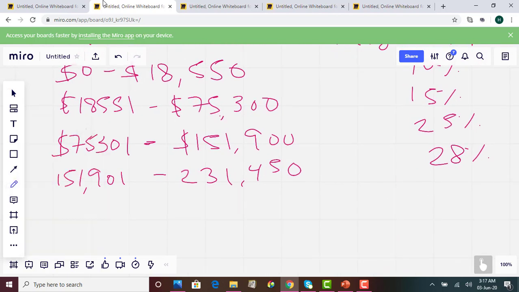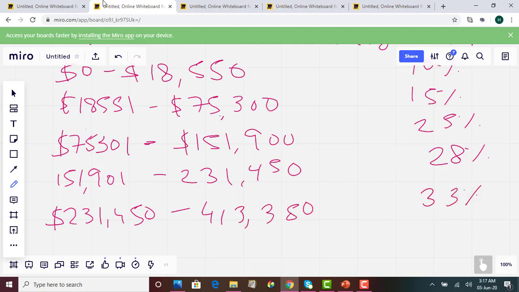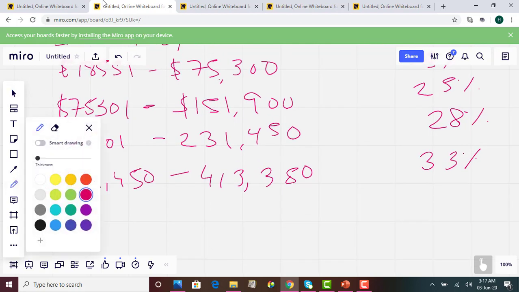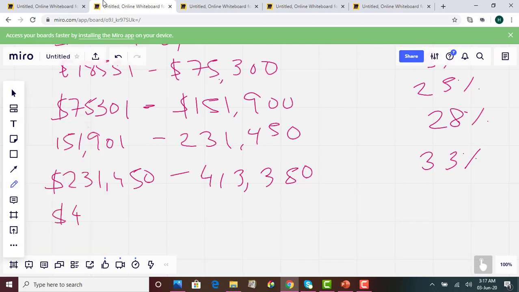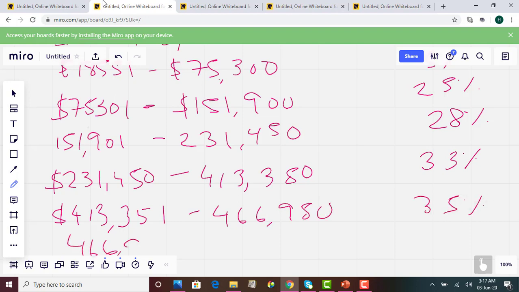Again, you don't have to know this, but I am doing this so that we know how to calculate at each level. Okay, then we have 231,451 to 413,350, and that's 33%. Then we have 413,351 to 466,950, that's 35%, and anything above 466,951 is 39.6%.